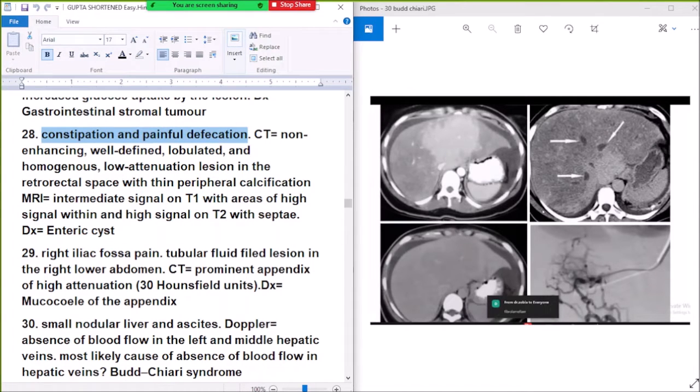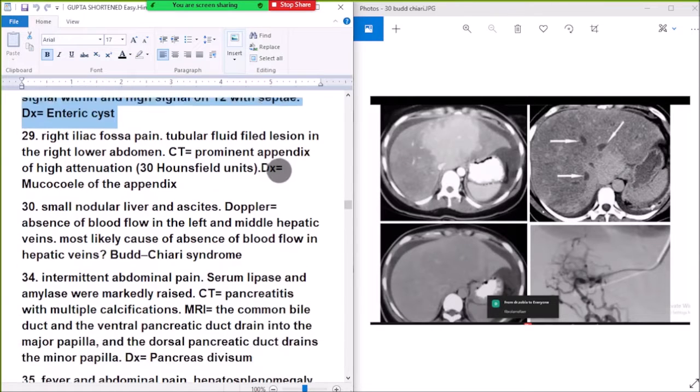The CT shows a well-defined, homogeneous, low-attenuating lesion in the retroperitoneal space with thin peripheral calcification. The MRI finding is intermediate signal on T1 and high signal on T2 with septations. Diagnosis: anterior meningocele. Simple.